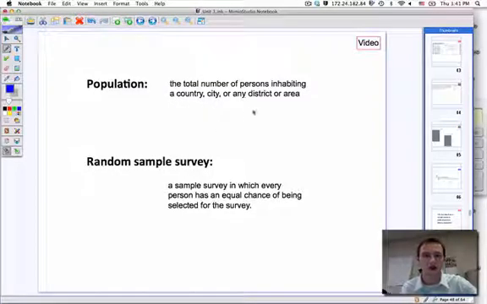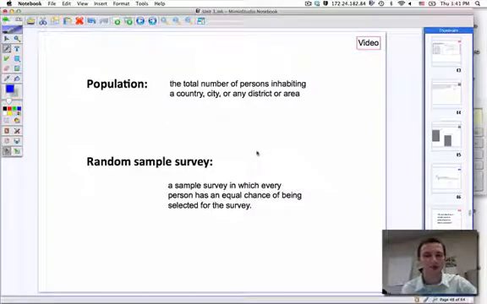So the population is the total number of persons inhabiting a country, city, or any other district or area. So that's the population. The total number of persons inhabiting a country, city, or any district or area.